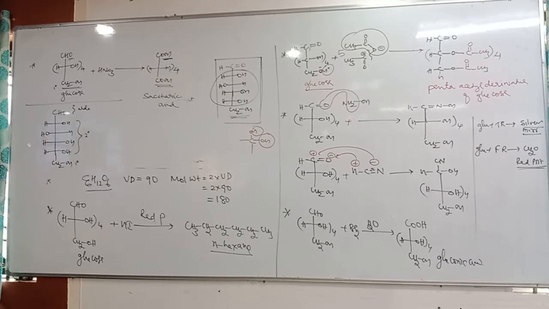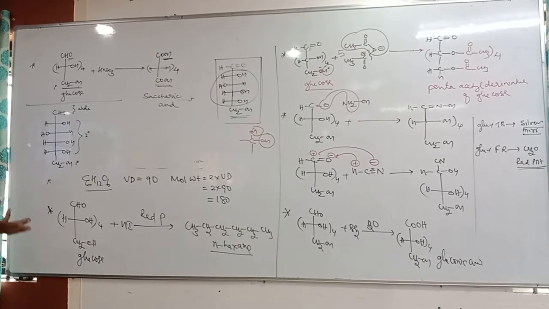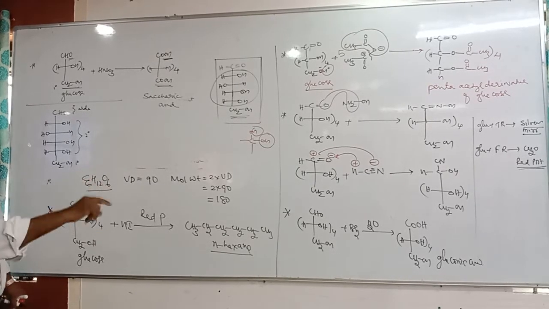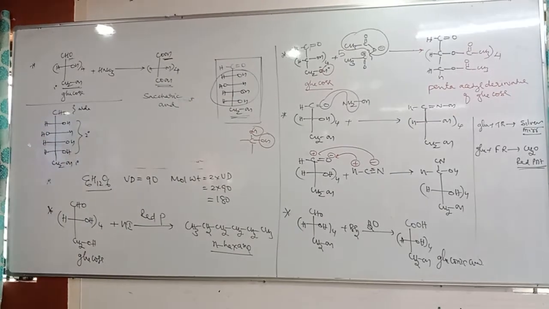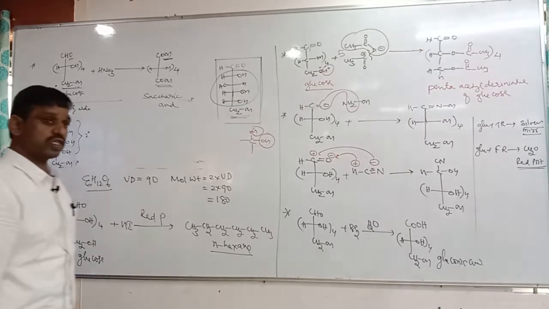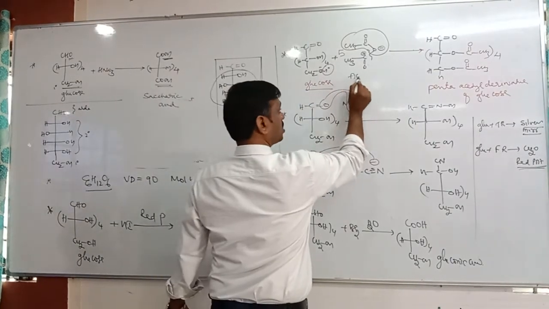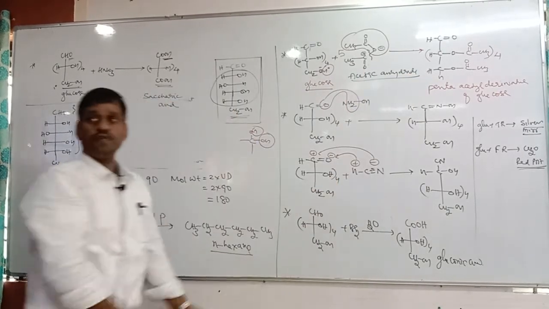Then, what is important for objective exams? Most of the time they ask which reaction confirms the presence of an aldehyde group, or the presence of a 6 carbon straight chain, or the presence of a carbonyl group, or the presence of 5 OH groups. Which reaction confirms the presence of 6 carbon atoms in a straight chain? Reaction with HI and red phosphorus. Which reaction confirms that glucose contains 5 OH groups? Reaction with acetic anhydride.